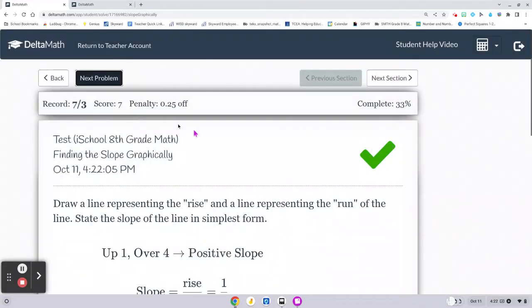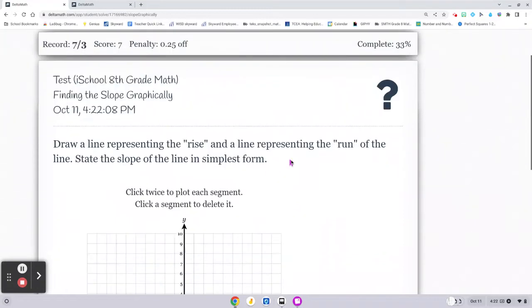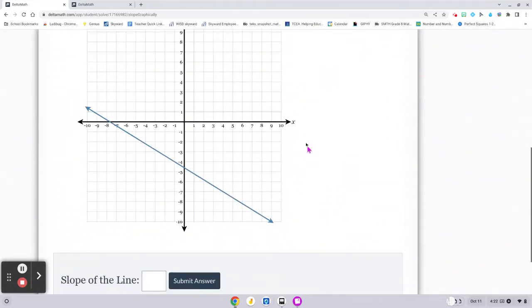Oh, I got a check mark. All right, so I get to go to the next problem. You're going to do the same thing. I'll do this a little bit faster. Here is our first point that we're going to use, and then you're going up, and there's the next one. Okay, so I'm going to do the rise, and then I'm going to click twice for the run.